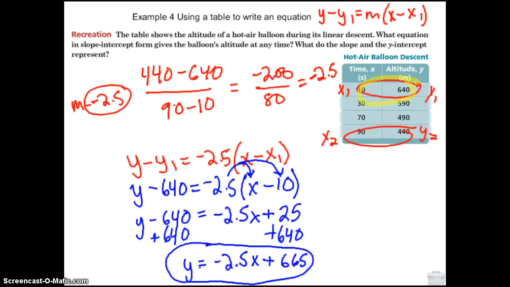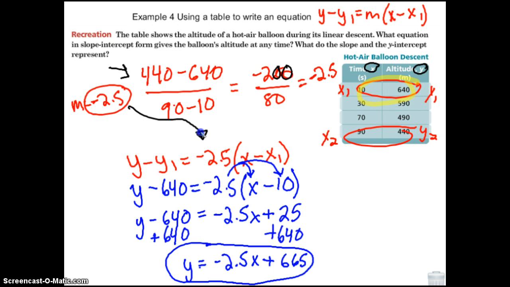So as you can see, there's a lot of stuff going on, so make sure you pay attention while I explain this. We have a table here, and we have to first find the slope just like we did in the previous problem. So I just picked 2 points. I chose the first one and the last one. They are nice enough to give us the x and the y. So this was my x1, here's my x2, here's my y2, here's my y1. Over here, I found the slope. So I did 440 minus 640 over 90 minus 10, which I got negative 200 over 80, which gave me negative 2.5. So I have my slope at negative 2.5.